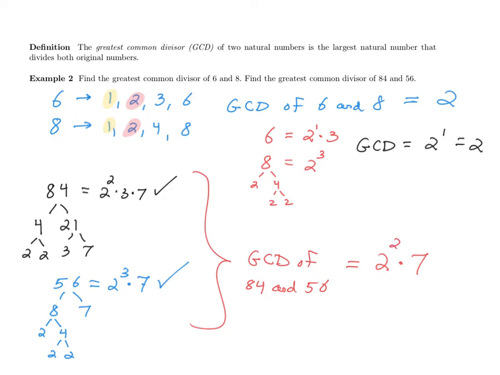The reason is we're looking for a number that divides both of these. 2 squared will divide 84, but 2 cubed will not divide 84, so I can only use 2 of them. Here's 7 on both prime factorizations is to the first power, so we'll just take the biggest one, which is the same for both. It's 7 to the first. I'm going to simplify this down to a single number. 2 squared is 4, and 4 times 7 is 28. 28 is the greatest common divisor of 84 and 56.